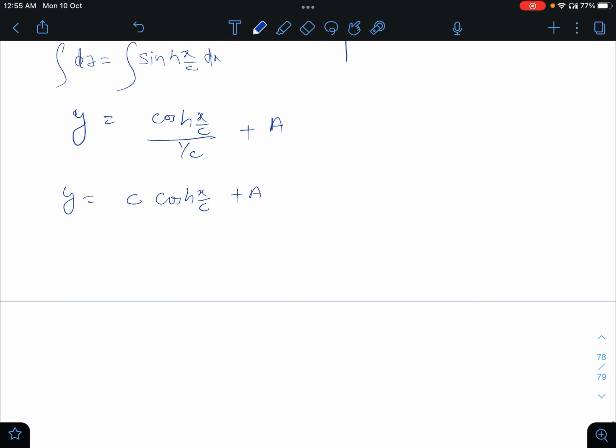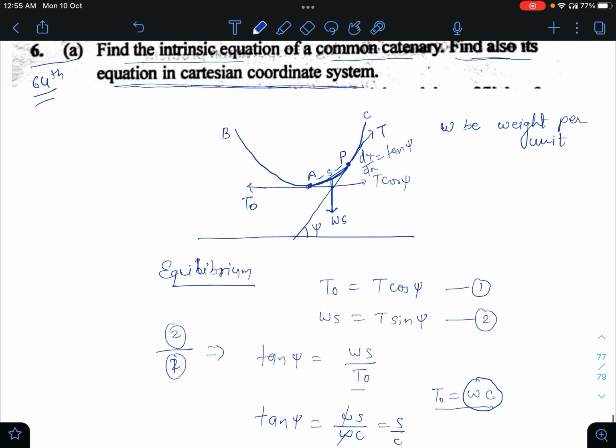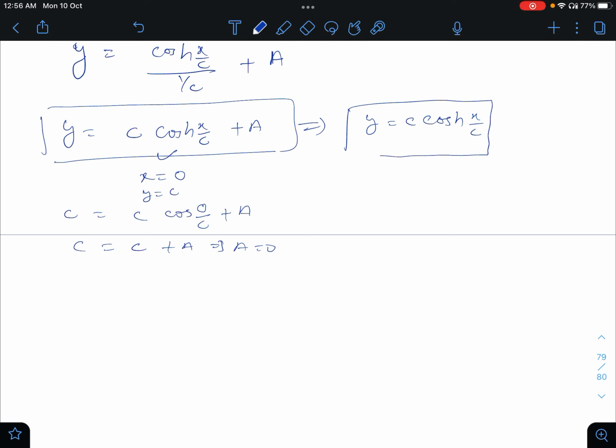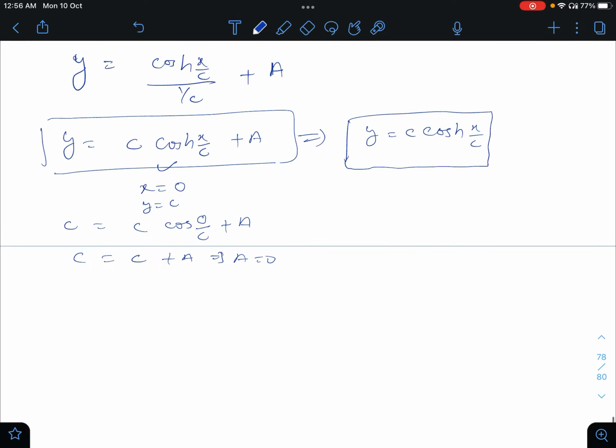Now we need one more assumption: let us assume that the origin is c length below the lowest point A. Here is the origin, so this is length c. So at point A, x is equal to 0 and y is equal to c. In this equation, at point A, x equal to 0 and y equal to c, so c is equal to c cos hyperbolic 0 plus a. This gives us c is equal to c plus a, which means a is equal to 0. So the equation becomes y is equal to c cos hyperbolic x by c. This is the equation of the common catenary in Cartesian coordinates.